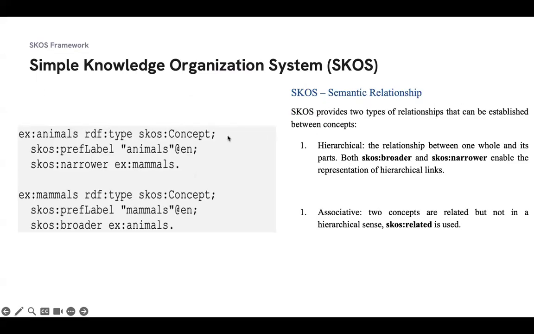The semantic relationship, of course, we explained that in terms of vocabulary. Now, this is slightly different from what we have in ontology. We have basically two kinds of relationship. We have the hierarchical, talking about the broader and the narrower. We also have the related.